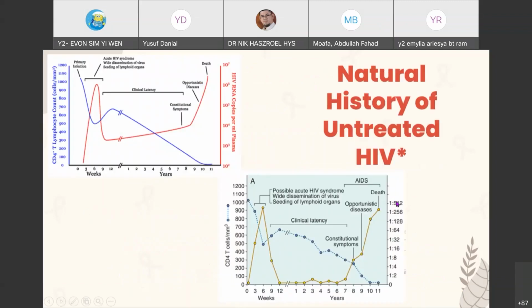For the natural history of untreated HIV, during the early period after the primary infection, there is dissemination of the virus, development of an immune response to HIV, and often an acute viral syndrome. During the period of clinical latency, which may last from 8 to 10 years, viral replication continues and the CD4 T cell count will gradually decrease until it reaches a critical level below which there is substantial risk of AIDS-associated disease.